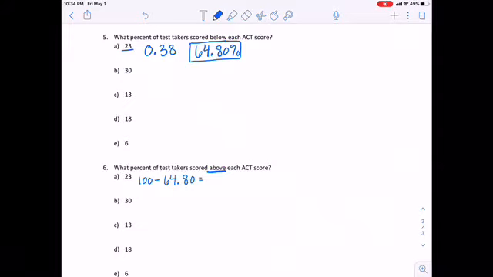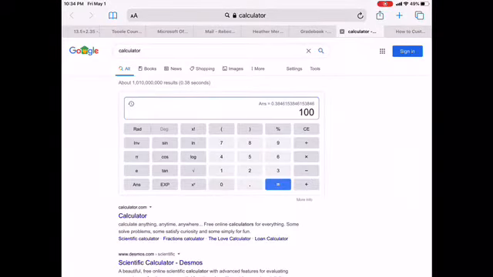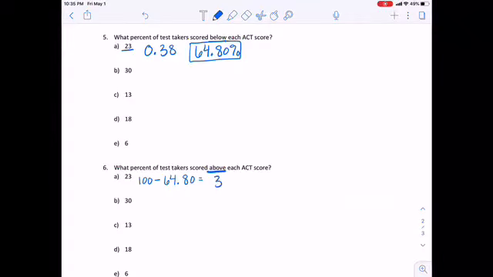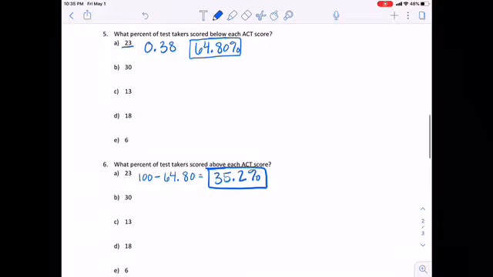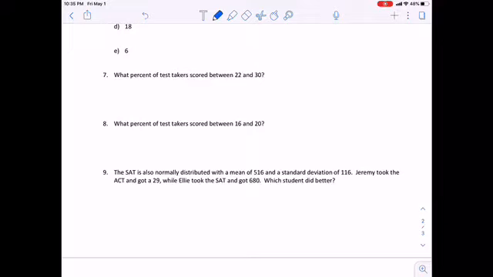So if I type that into my calculator, I have my 100% of students minus the 64.80% that scored below, and I get that 35.2% of students got a score above my ACT score. So once you know that, you should now be able to finish problem 6. Look really quickly at problem 7. What percent of test takers scored in between 22 and 30?